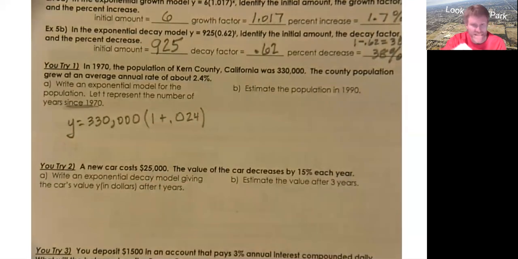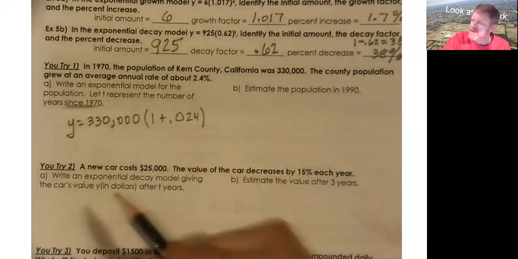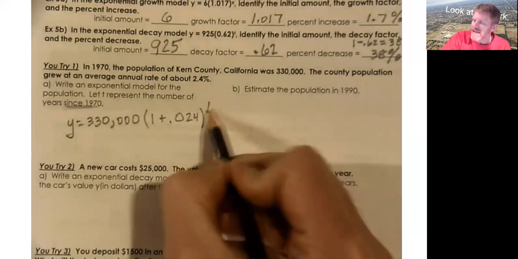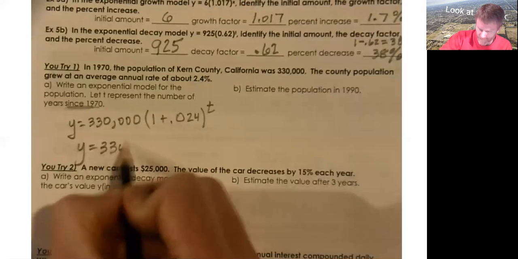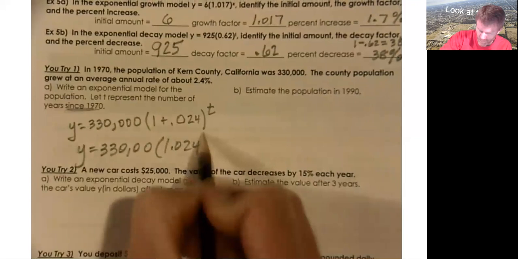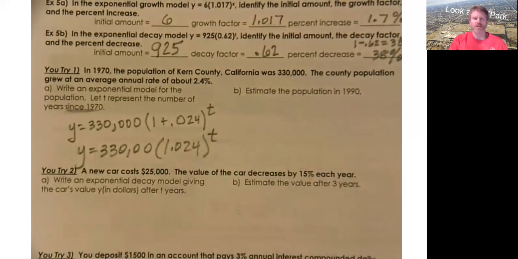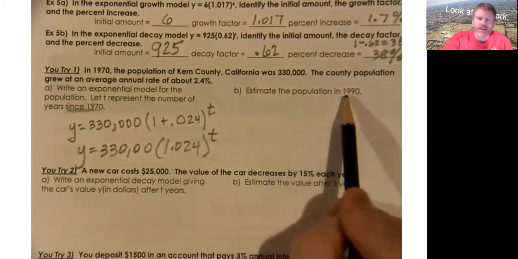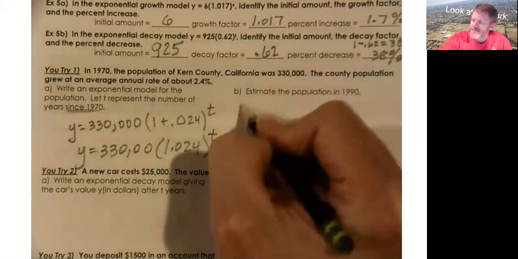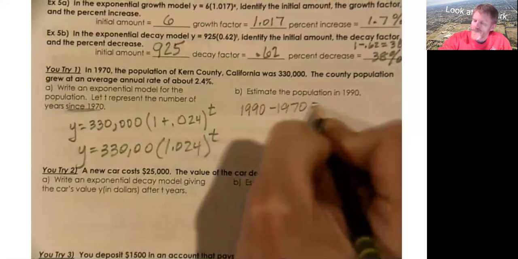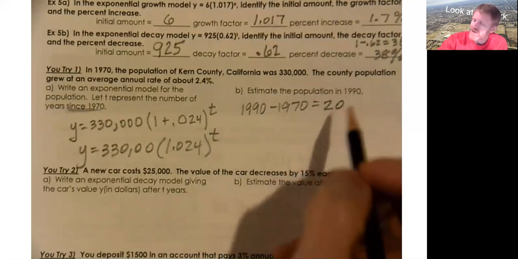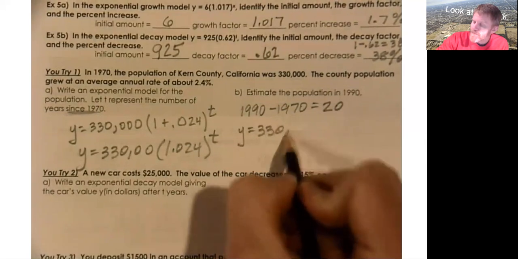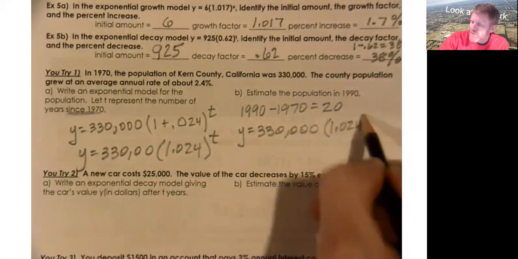Because it's less than 10, it's going to be 0.0. More than 10, it would be point that number. And then T, and that T is going to be the years since 1970. So there would be the model to represent this problem. Now, if we want to figure out the population in 1990, we subtract those years. So in 20 years, did I say that wrong? A 20-year difference. So we're going to grow at this rate for 20 years.